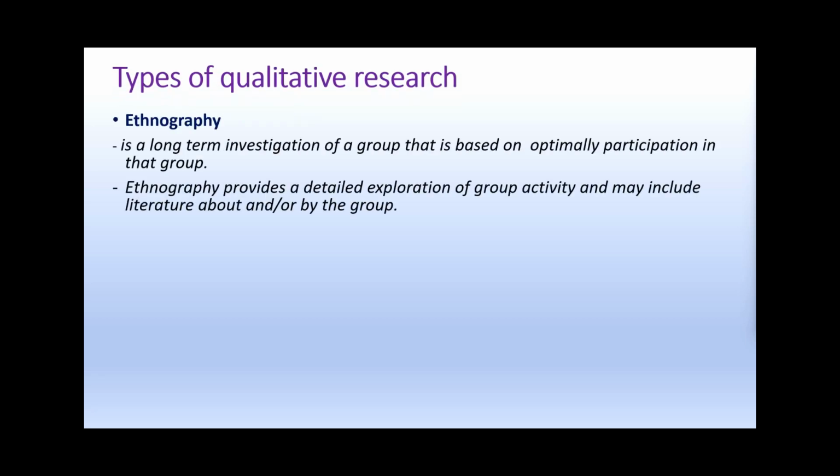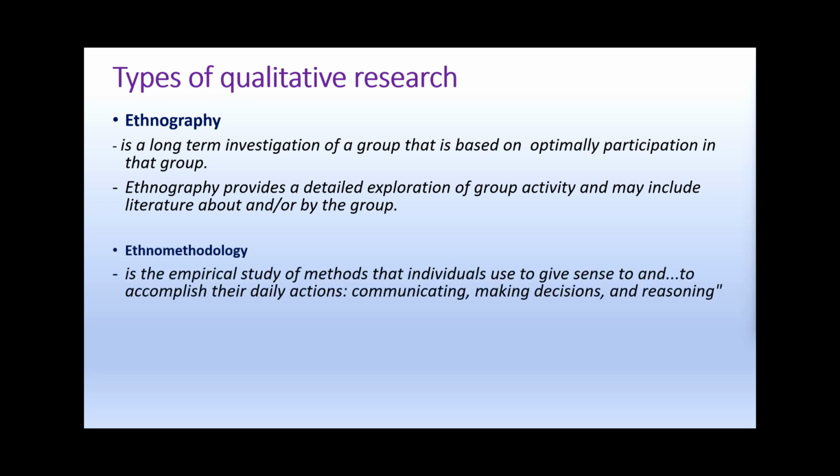So what are the types of qualitative research? We have ethnography. This is a long-term investigation of a group that is based on optimal participation in that group. So in ethnographic research, you go and you identify a group of people. For example, if you want to study Black Americans, and you want to study how they react, why they react that way, how they feel, how they perceive everything, you go into that community and live with them, experience with them whatever they experience, while you're observing them and documenting. By that you will know and you will understand why they feel that way and why they act that way. That is ethnographic research.